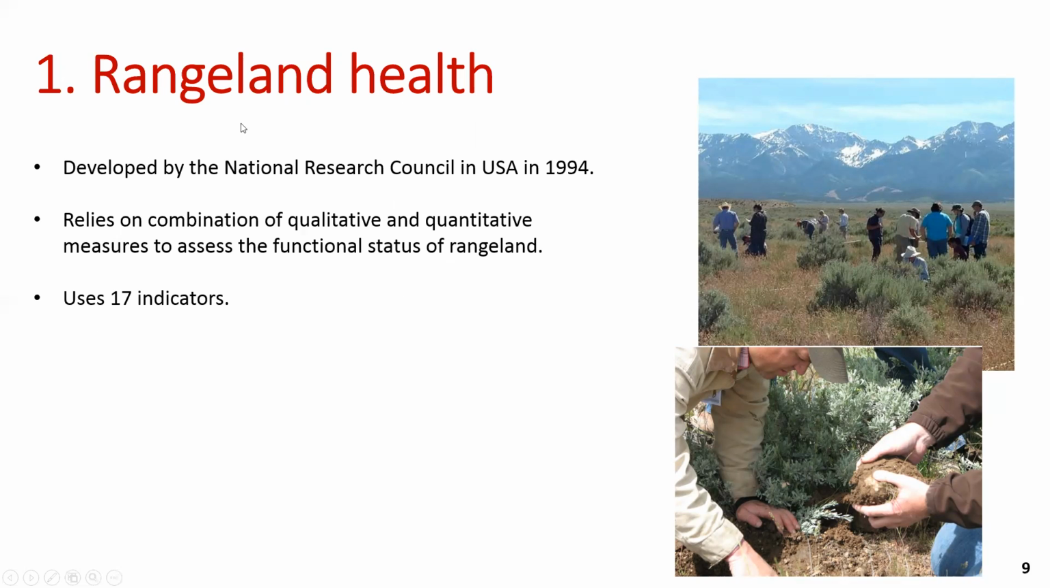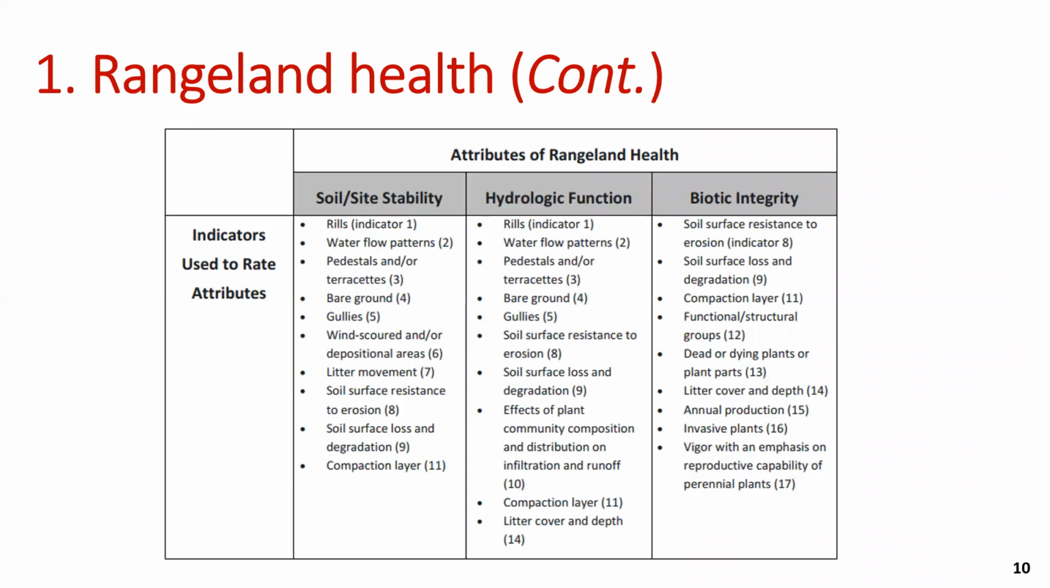And within this approach, it actually uses 17 indicators, that tell you or can help you to evaluate whether this rangeland is actually undergoing desertification or not. And you can look at this. The indicators in these are actually divided into 3 different parts.